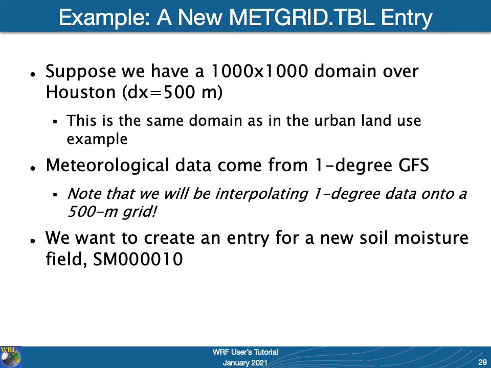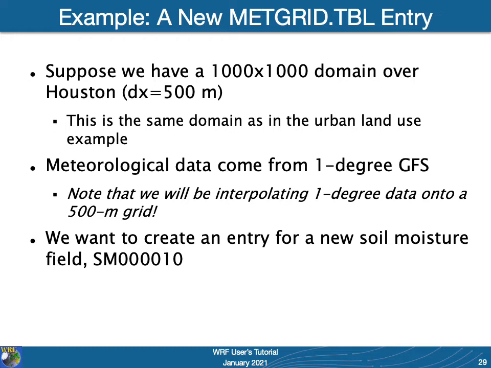So that's essentially it. The metgrid table is a file that tells the metgrid program how to interpolate fields. So what we're going to do now is to look at an example of how we can use the metgrid table to describe a masked interpolation to the metgrid program. So in this example, we're going to assume that we've set up a 500-meter model grid with 1,000 by 1,000 grid points centered over the city of Houston.